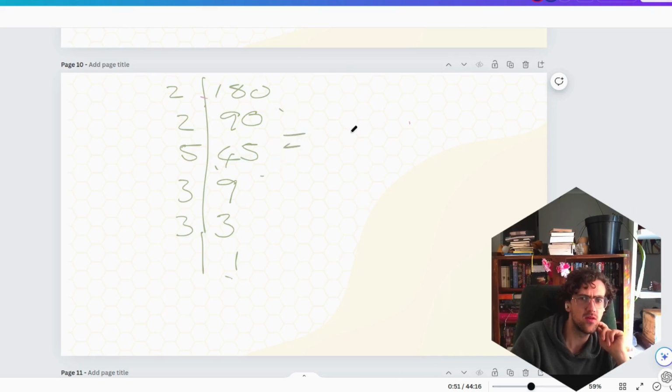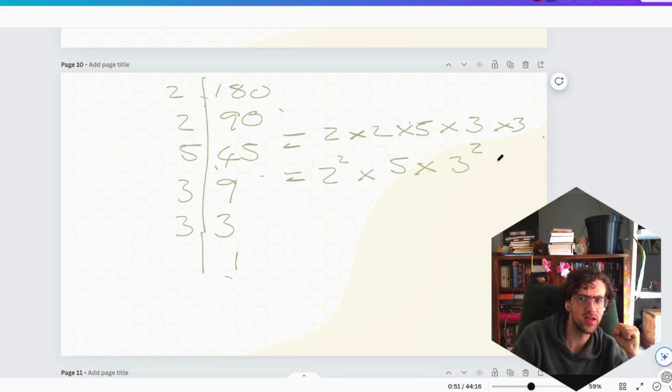Okay. So then what I would do is I've got 2 times 2 times 5 times 3 times 3. Now this is technically correct because it is a product of its prime factors, but we should simplify it. Okay, so this is 2 times 2 would be 2 squared times 5 times 3 squared. Okay, but this is still a little bit messy, right?